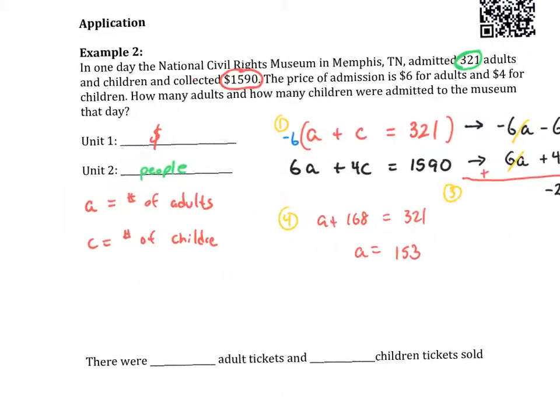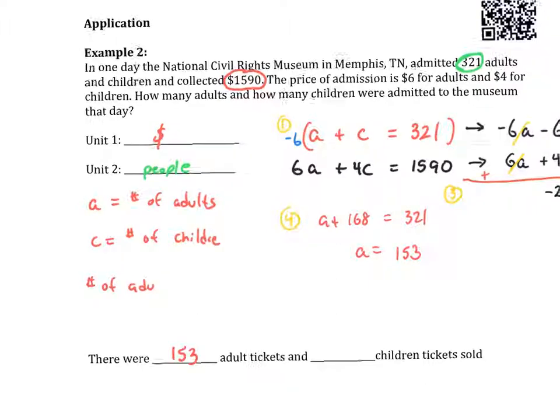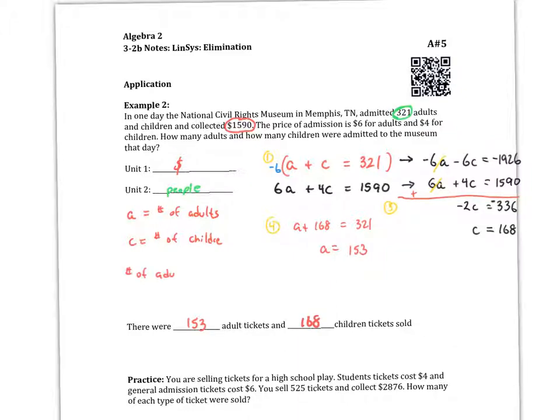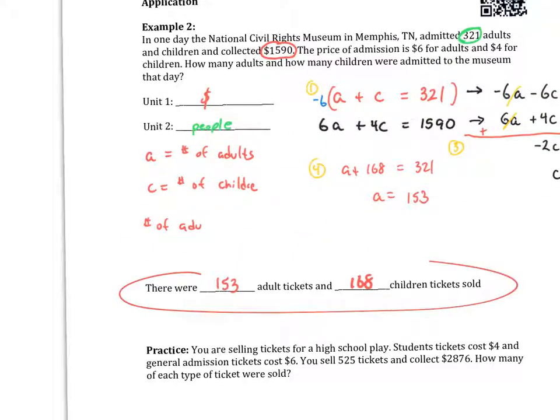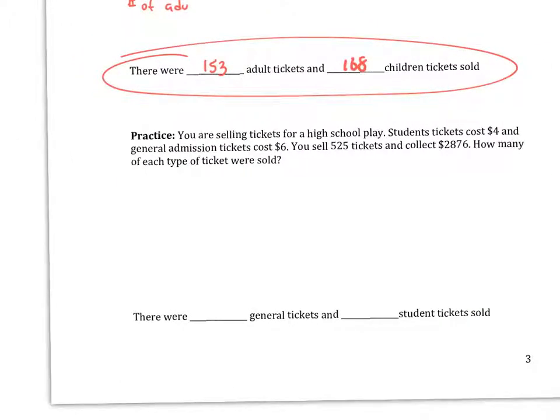And so our conclusion here, and we're going to bring it back into the real world, is the number of adults. Oops, excuse me, we can write it down here. There were 153 adult tickets, and there were 168 children tickets sold. And that's going to be my solution. All right, there's another practice one down here for you, and then you can work on the assignment.